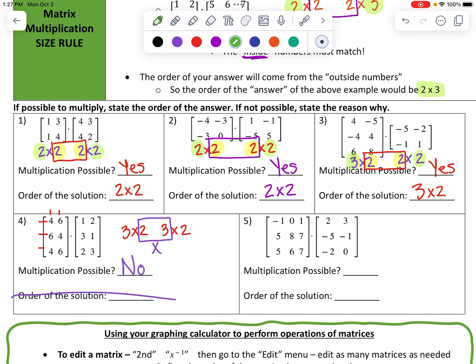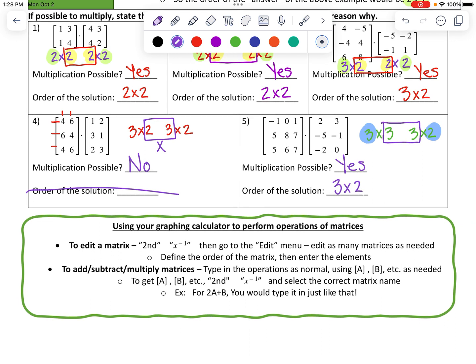All right, and number 5, I have a 3 by 3 matrix, and I am trying to multiply it with a 3 by 2 matrix. Inside numbers, in this case, they are both 3's, so yes, we can multiply. If we look at what is left over on the outsides, I have a 3 and I have a 2, so the order of my answer is 3 by 2. So make sure you're finding your middle two numbers, those inside numbers, and they have to match. The ones on the outside become the order of your solution.